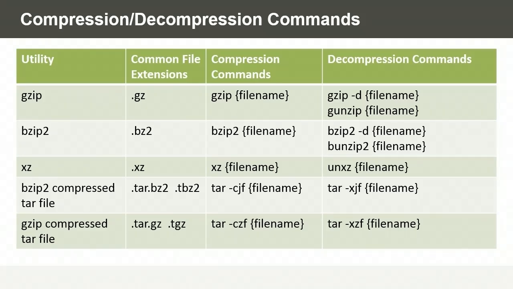For example, we could use the gzip command to specify one or more file names that we wish to compress. We could then use gzip -d along with the file name to decompress it. We have the same type of options available for other types of compression utilities like bzip2, xz, and so on.